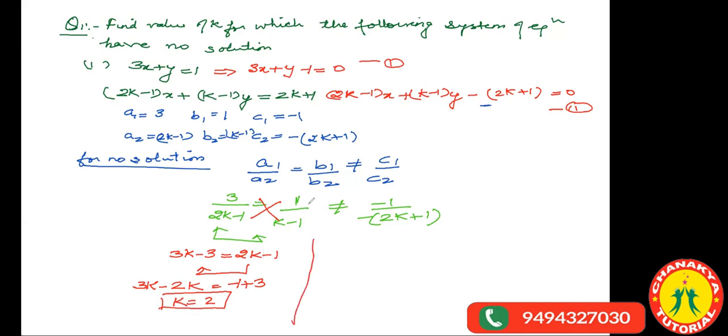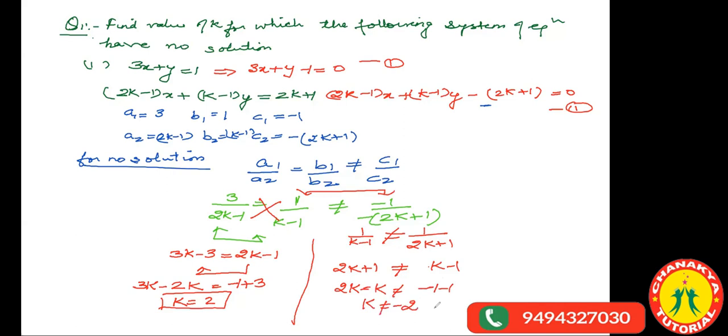Now, I am going to solve the last two ratios. So, 1 upon k minus 1 is not equal to 1 upon 2k plus 1. Now, cross multiply. So, 2k plus 1 is not equal to k minus 1. Clear? Now transpose this k to the left hand side. So 2k minus k will be not equal to minus k minus 1. So k is not equal to minus 2.